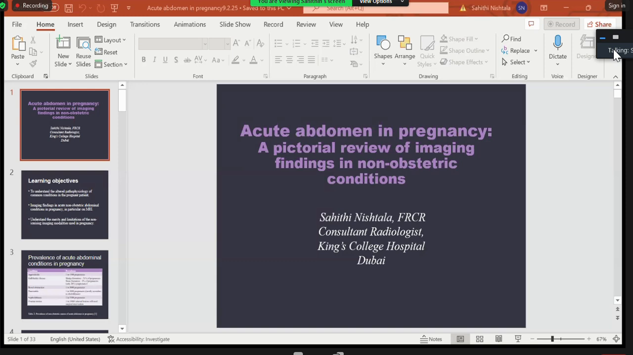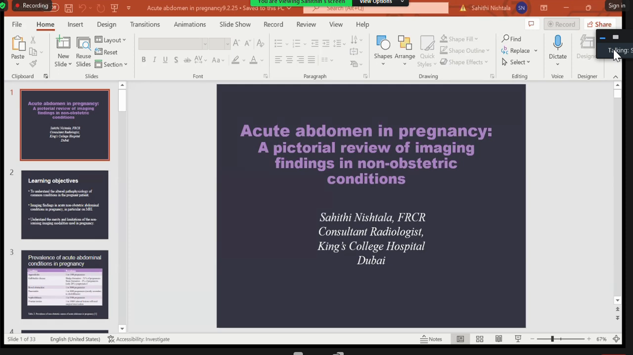Why is it more challenging in pregnant women? Because there is an altered physiology, and so the pathophysiology of common conditions is altered. The imaging findings are not typical of what you would expect in a non-pregnant patient. So we're going to look at some imaging findings in acute non-obstetric abdominal conditions. And as radiologists, we have a duty to know the merits and limitations of the imaging modalities we use and use them judiciously to guide the management of the patient.